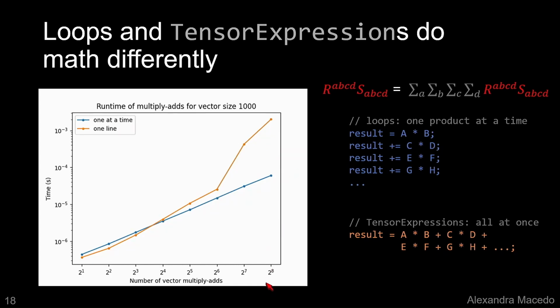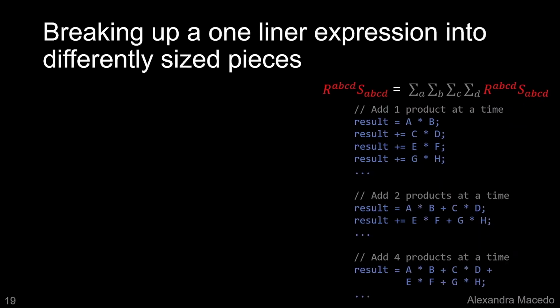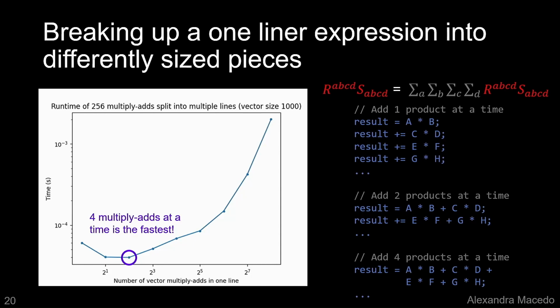This intersection of the lines suggests that maybe there is some optimal size of expression where if we do a certain number of operations at once in one line, that can be the fastest way for us to compute this, and we can speed tensor expressions up. So what I next looked at was, instead of just doing one product at a time, what if we try doing 2 products in one line, or 4 products in one line, or 8, and so forth. I found that 4 products being summed in one line was the fastest way to compute the whole 256 products being summed. I will note that 4 of these is 8 total operations, and when I benchmarked vector addition, 8 vector additions also happened to be the fastest way to do addition.